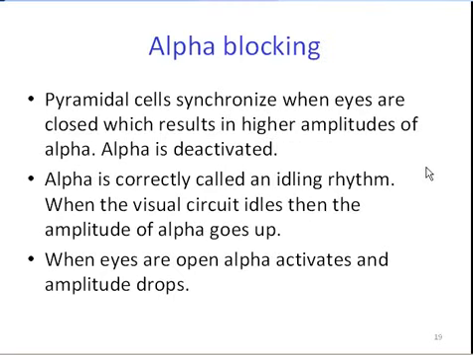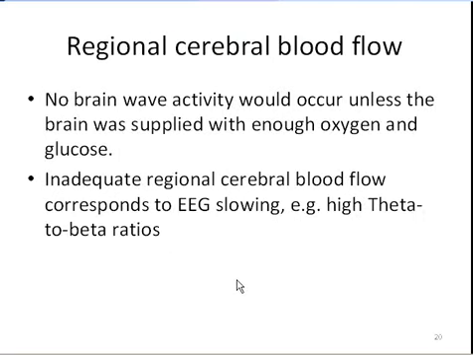Alpha blocking relates to pyramidal cells that synchronize when the eyes are shut. This results in higher amplitudes of alpha. In effect, alpha is deactivated. Alpha is correctly called an idling rhythm. When the visual circuit idles, then the amplitude of alpha goes up. When eyes are open, alpha activates and the amplitude drops.